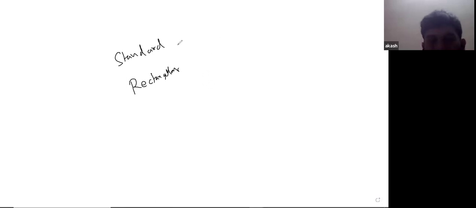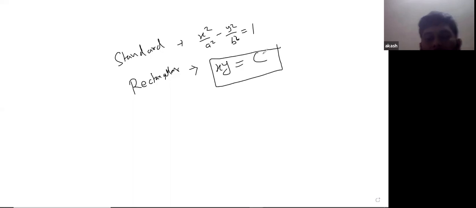A standard hyperbola has an equation like this. And a general rectangular hyperbola has an equation like this. Some people write it as c square also, no issue.